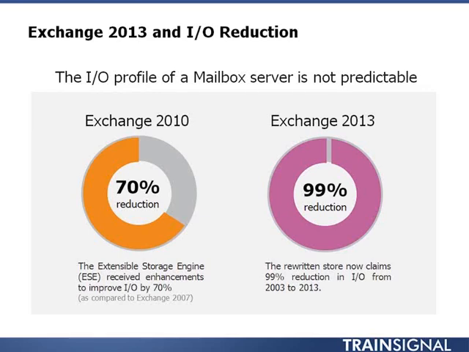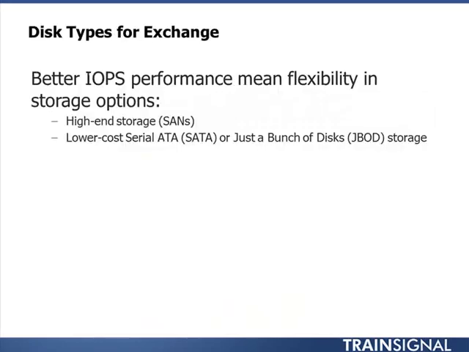Now, in some cases, you may want to spend that kind of money. You may have a lot of faith in high performance SAN solutions. But in other cases, your organization may be cutting back and you want performance, but you don't want to spend the money on a SAN solution. And so having better performance when it comes to the database is really valuable because we can see increased performance without increased costs when it comes to the disks that we have to purchase. So just to reiterate, better IOPS performance means flexibility in storage options. We can still go out and buy those high-end storage SANs, or we can go with lower cost SATA disks or JBOD storage.